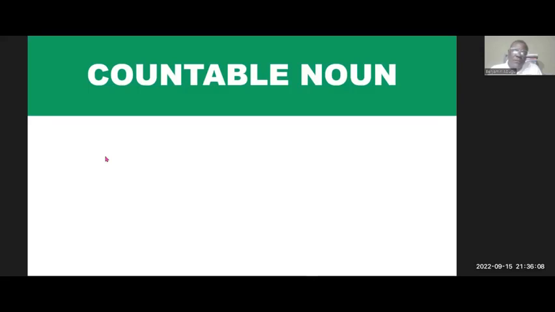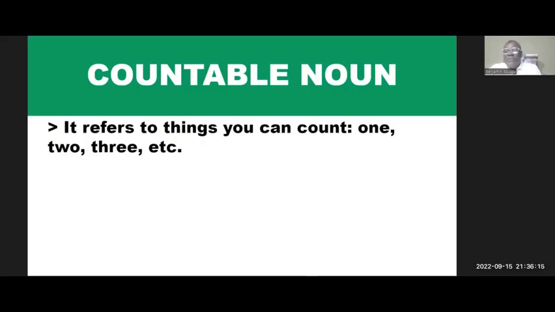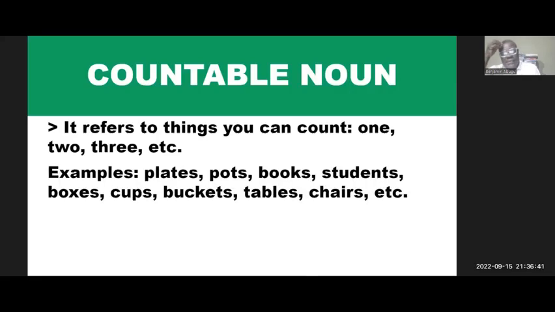Okay. So let's look at countable noun. A countable noun refers to things you can count: 1, 2, 3, and so on and so forth. If you can count something, then that countable thing has a name, and that name is a noun. For example, you can count the number of plates in the kitchen. You can count pots, books, students in a class, boxes, cups, buckets, tables, chairs, etc. These are all countable nouns.